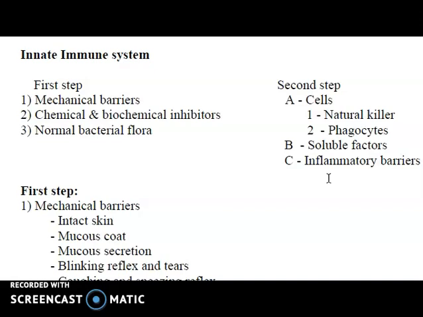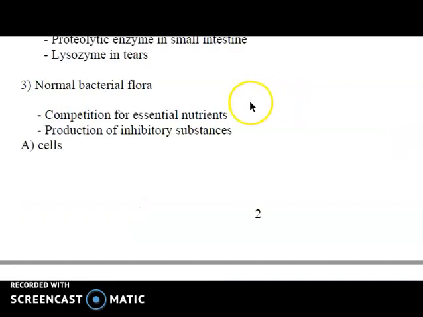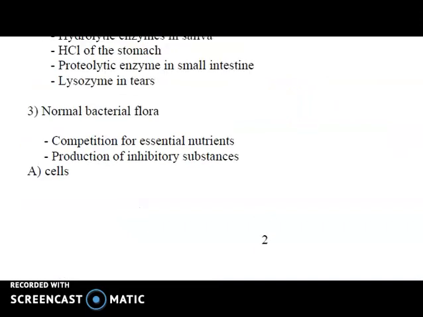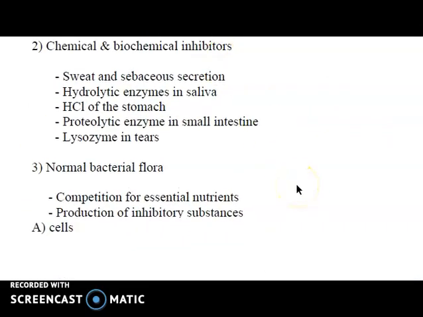Then these tears also contain lysozyme, lactoferrin, and immunoglobulin A, and thus provide chemical as well as physical protection. Then the next one is the chemical or biochemical inhibitor, in which we had already discussed these secretions.